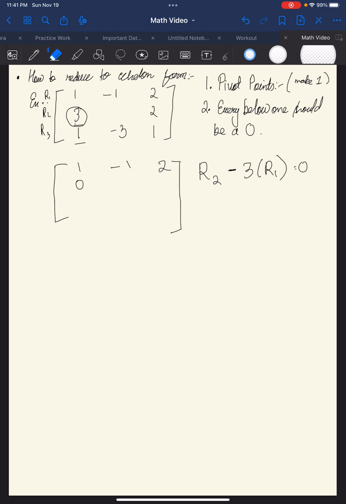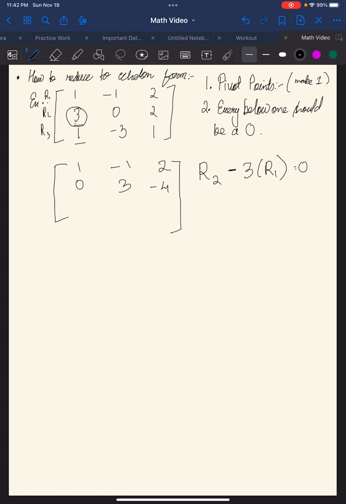Let's go to the second entry of row 2. 0 minus 3 times negative 1 will give us 3. And for the third entry of row 2, 2 minus 3 times 2 will give us negative 4. So we have a 0 below 1. Now we can proceed to the third row.